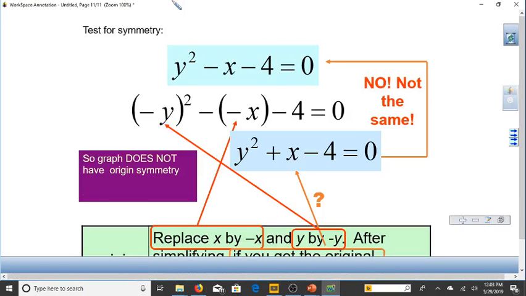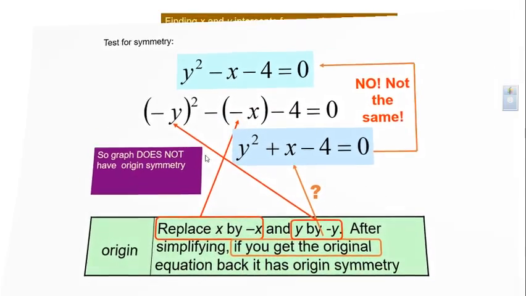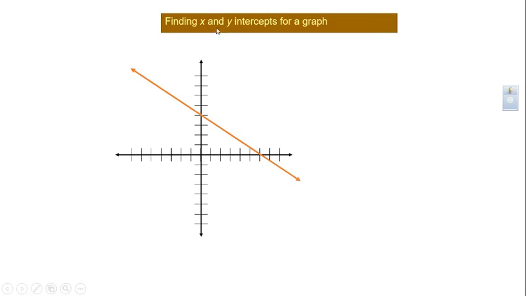Now, we're going to do a few examples in a few minutes, but let's just point out a few more things before we get to some examples here. Graphs also have what we call x and y intercepts. An intercept is just where the graph crosses that particular axis.